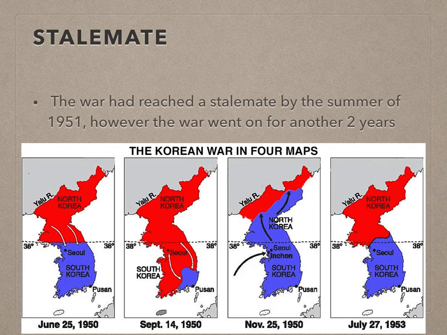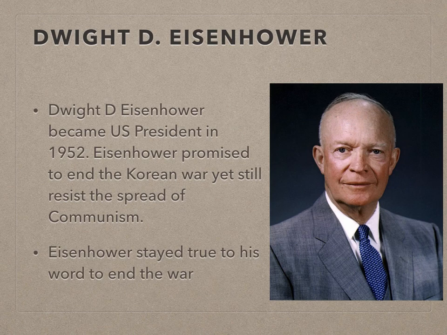The war had really reached a stalemate by the summer of 1951. As you can see there, it kind of settled in or around the 38th parallel. There was fighting, but no major battles happened between 51 and 53. Things then began to change that could bring about peace.